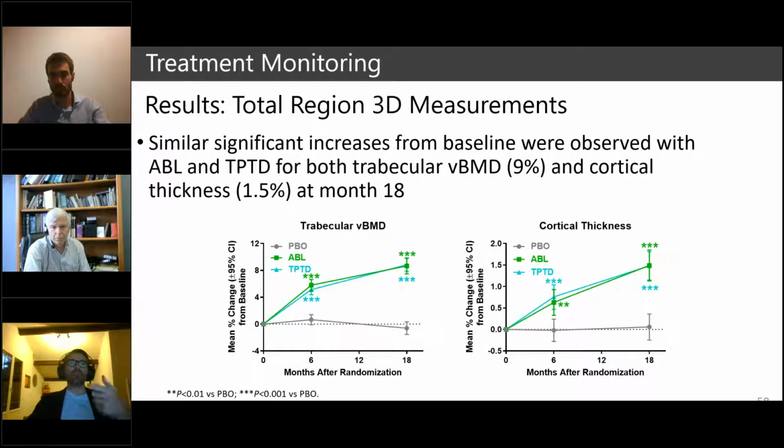As you can see here, the trabecular volumetric density and the cortical thickness changes at month 18 in both abaloparatide and teriparatide are really large and similar in amplitude, with an increase of +9%. And for the cortical thickness, we have an increase of +1.5%. These changes we observed on teriparatide and abaloparatide at month 6 and 18 were significantly higher than those observed in the placebo group.